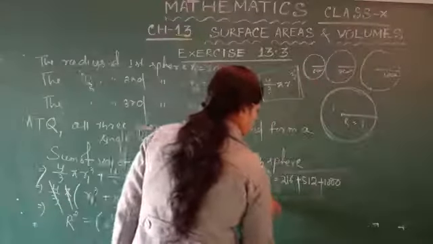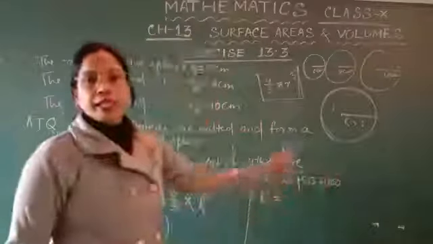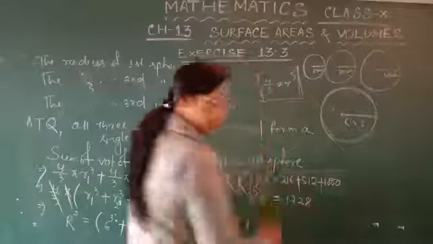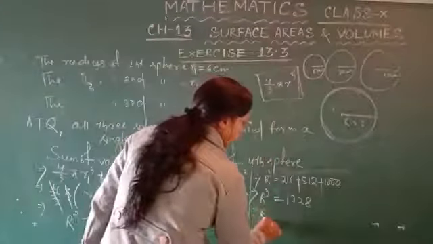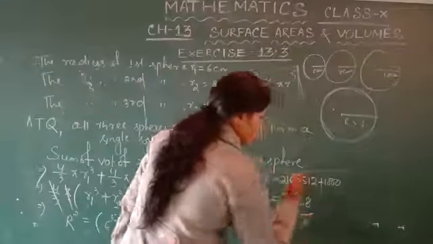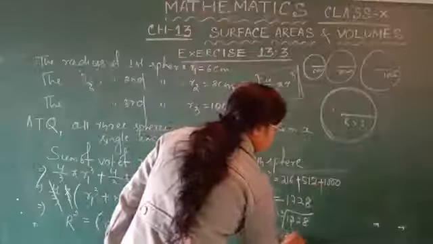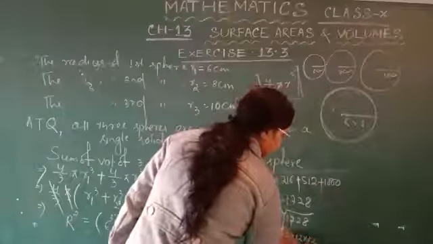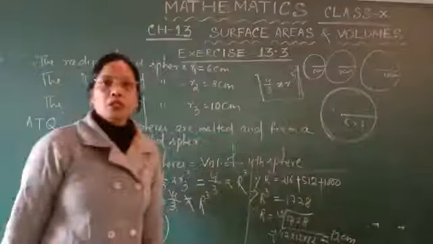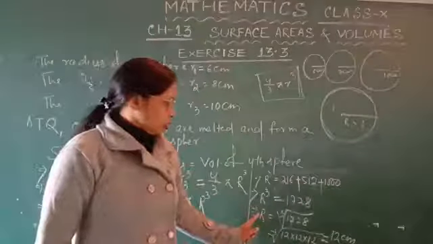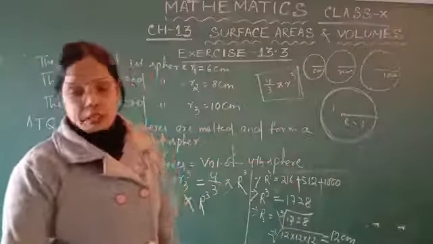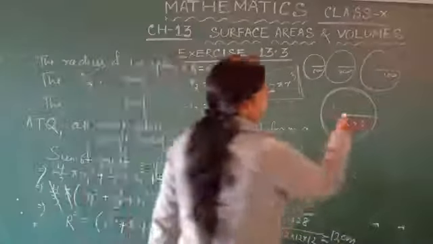So R cube is equal to, when we add this, how much? 1728 centimeter cube. Then R is equal to cube root of 1728, that is 12 into 12 into 12, so that is equal to 12 centimeter. So the radius of the fourth solid sphere is 12 centimeter.